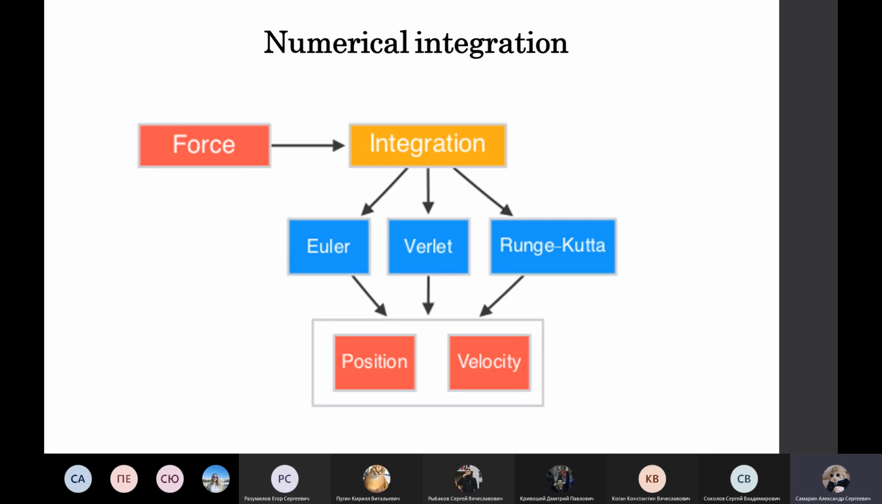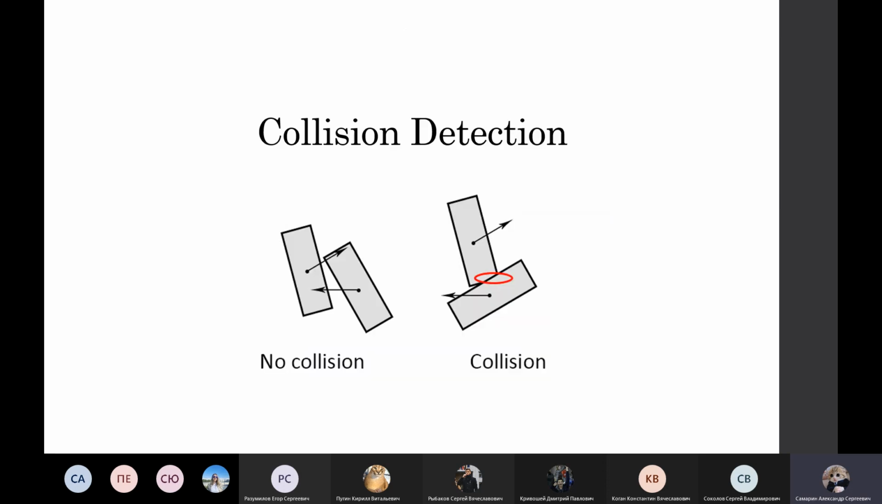Also, the physics engine is responsible for collision detection. This responsibility is delegated to the collision detection system. Both systems work hand in hand for collision detection, and this system only reports a simple yes/no answer.